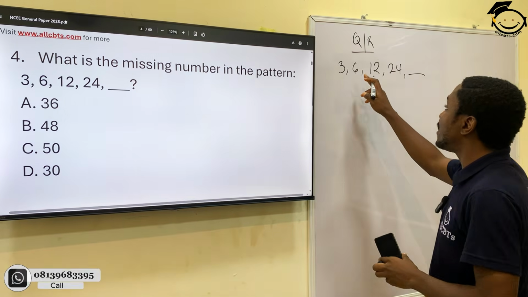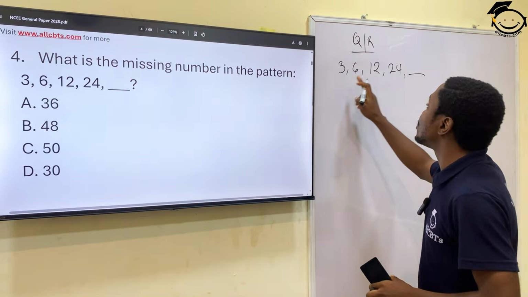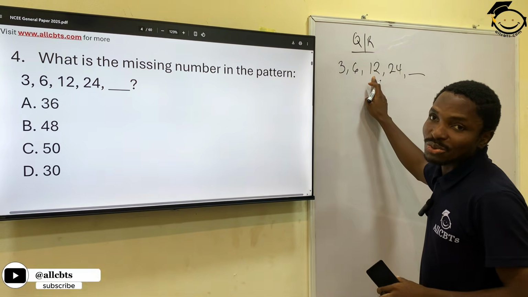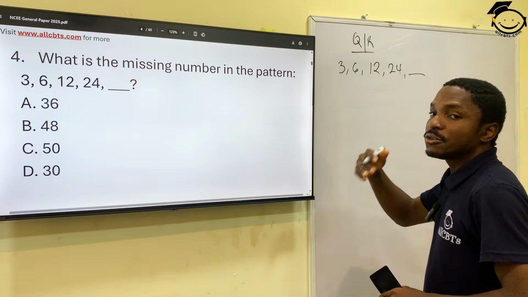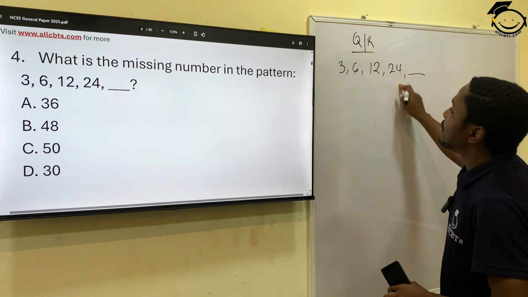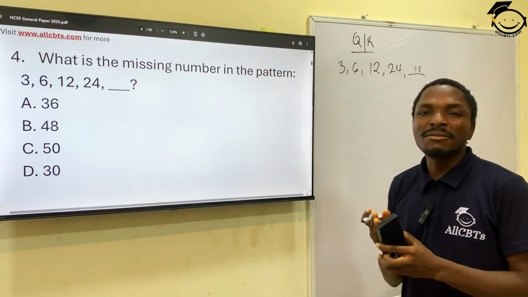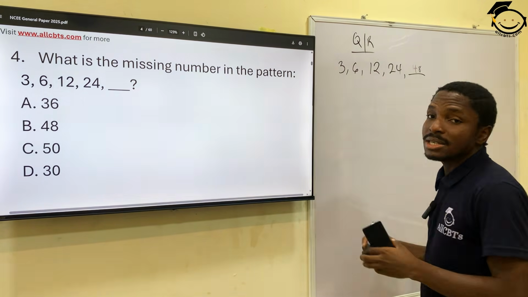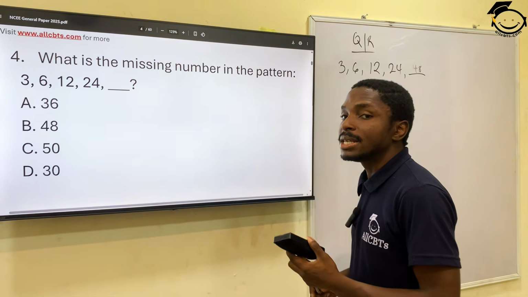Another way to do it is to divide the second number by the first number. You can divide 6 by 3, 12 by 6, and 24 by 12 to know what the next one will be. Since the pattern is in multiples of 2, 24 times 2 will be 48. I'm just showing you the fastest and simplest way, without the need of any formula, to solve simple questions like this. So our correct option will be B, which is 48.